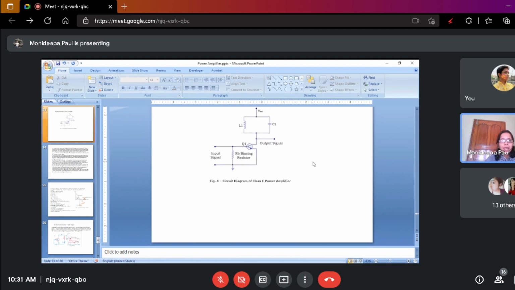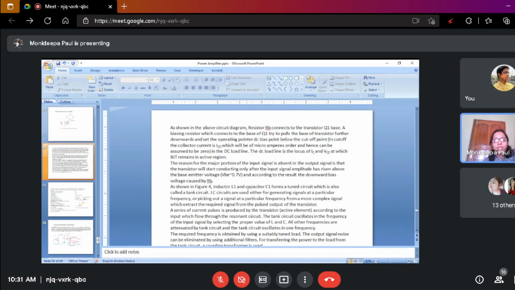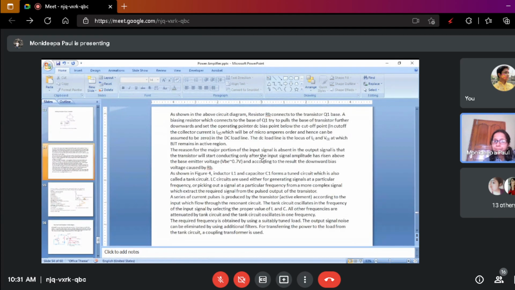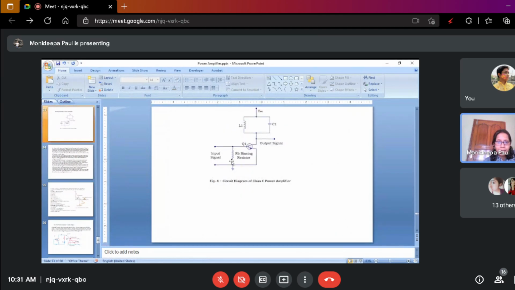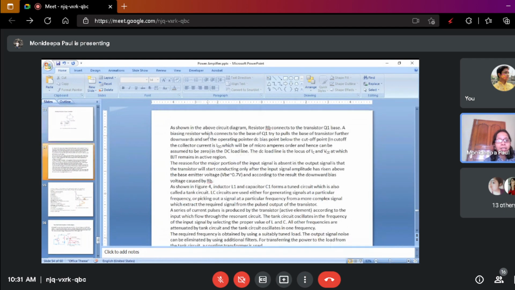Okay, this is the circuit diagram. As shown in the above circuit diagram, resistor RB connects to the transistor base. Here you see the resistors are connected to the base of the transistor. A biasing resistor which connects to the base of the transistor tries to pull the base of the transistor further downwards. That means what is the function of using this resistor? It prevents the transistor input circuit from being in the forward bias condition.